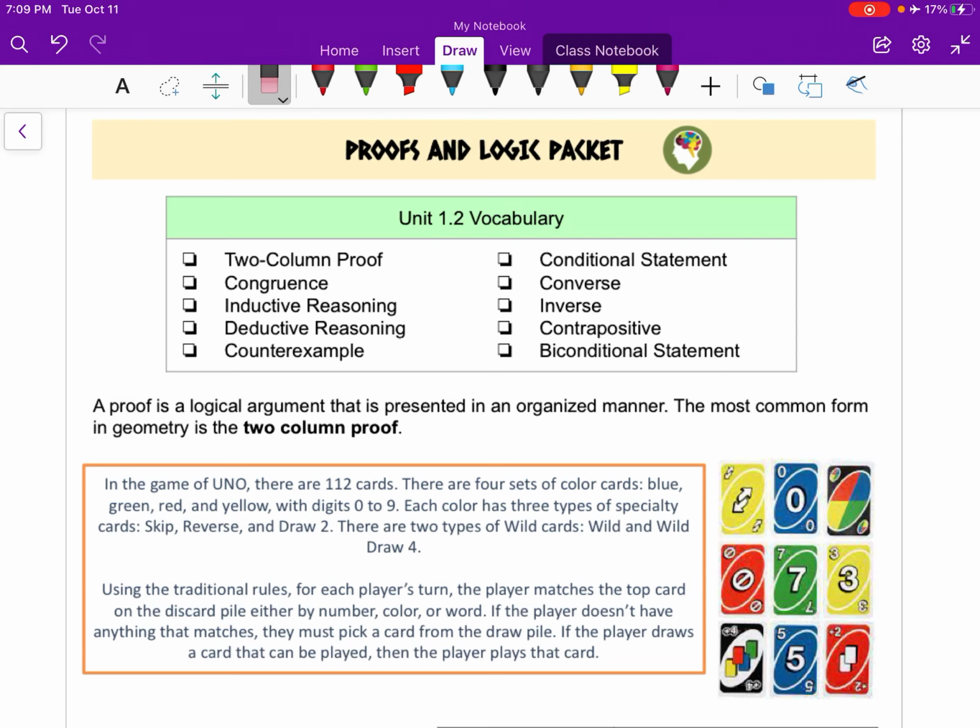two-column proof, congruence, inductive reasoning, deductive reasoning, counterexample, conditional statement, converse, inverse, contrapositive, and biconditional statements. So let's get started by developing our understanding of the two-column proof.